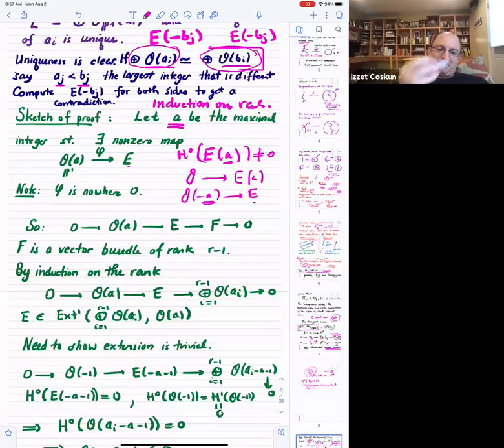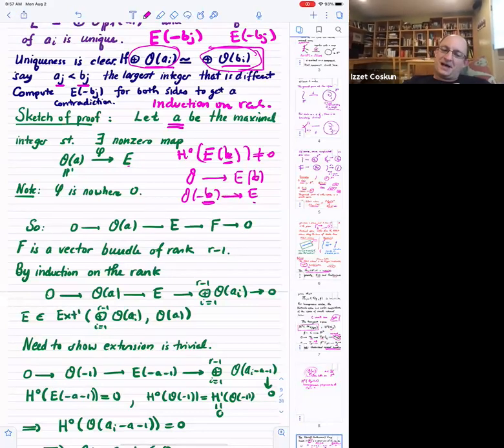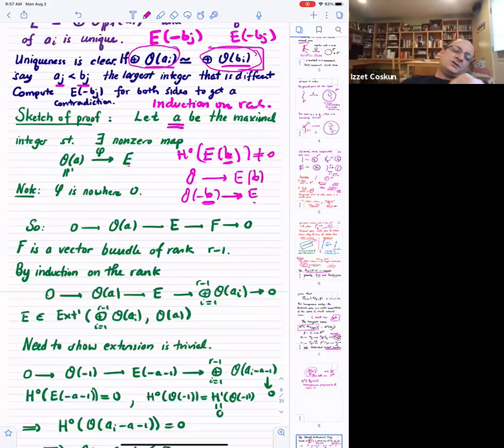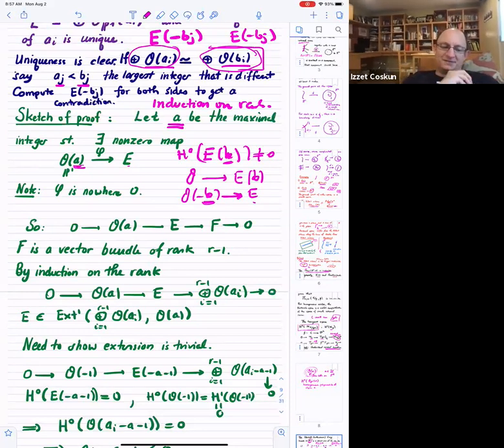Okay, maybe I should have made this B so that we set minus B equal to A. So that you have some non-zero map like that. Okay, so you take the maximal A for which there is a map like this, and there's a maximum, because if you make this B very negative, then it becomes zero. So you can't have such a map.